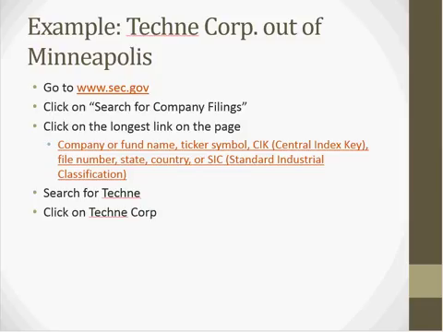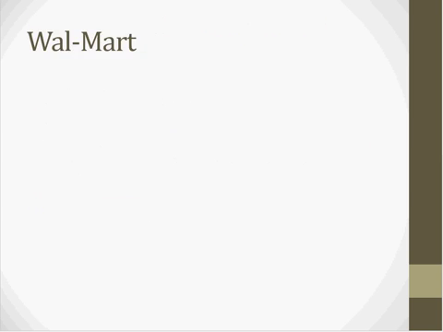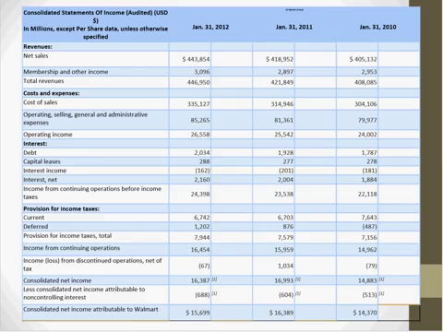But let's take a look at some other firms. So this is Walmart here. You can see these are now in millions. So basically Walmart is 1,000 times bigger than our friend Techni. And so Walmart has 443 or 444 billion in sales. And the income is 24 billion. So you can see in percentage terms, it's a lot lower. Walmart has lower profit margins than Techni does.